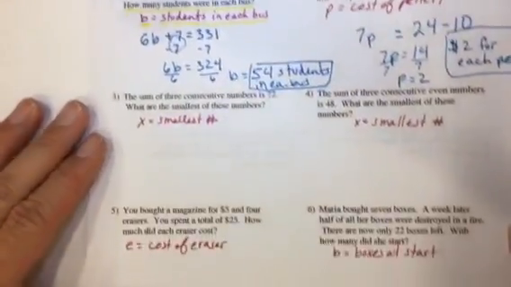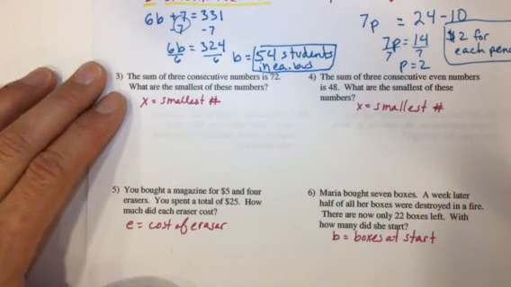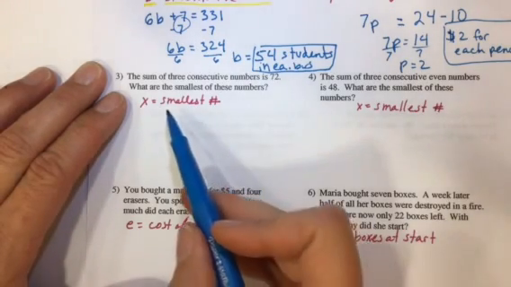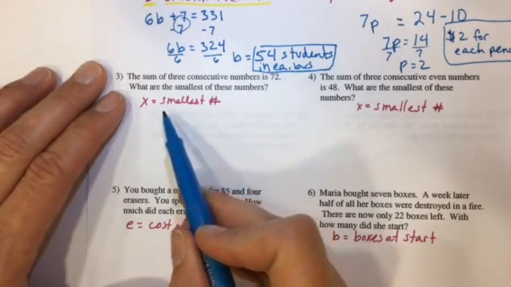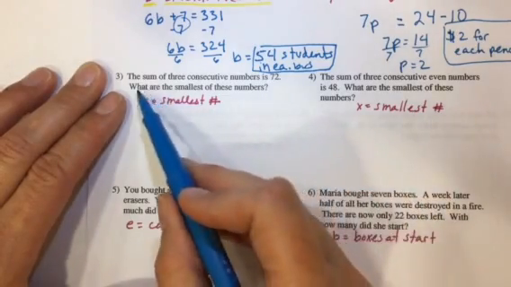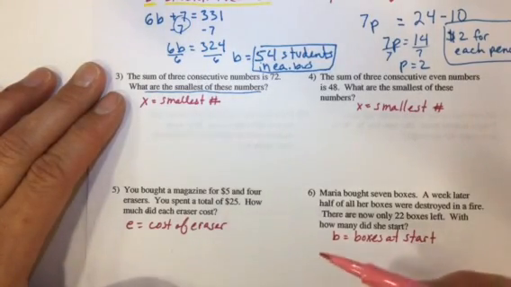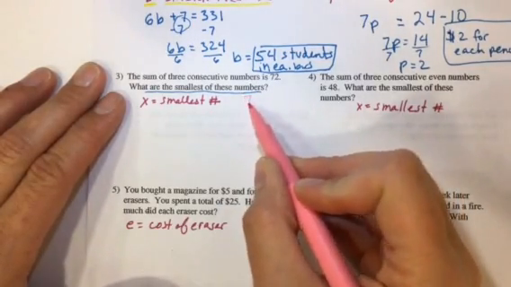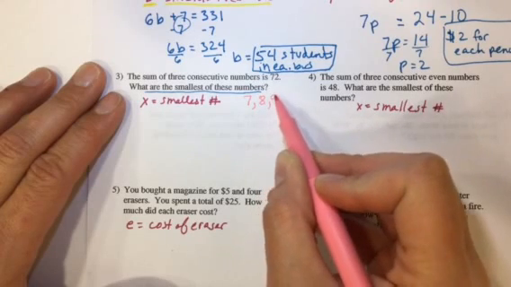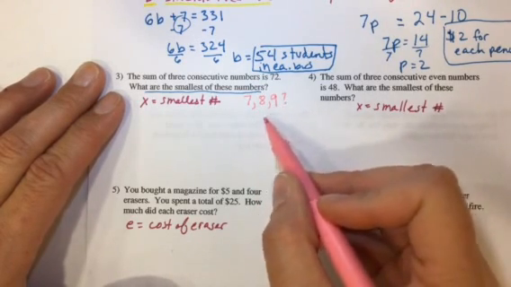Okay. Number 3, the sum of 3 consecutive numbers is 72. What is the smallest of these numbers? I think that would be better grammatically. So x is the smallest number. Again, just following the question. So let's first talk about this really quick. Consecutive means in a row. For example, like 7, 8, 9, something like that. We don't know if that's what it is, but it's numbers in a row.